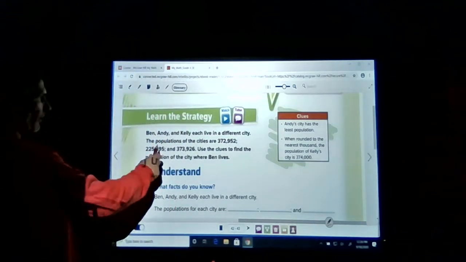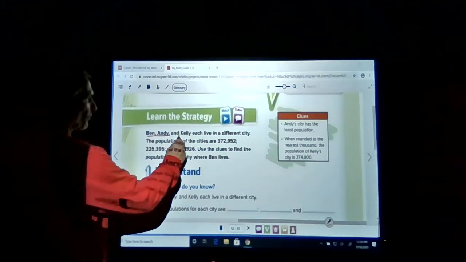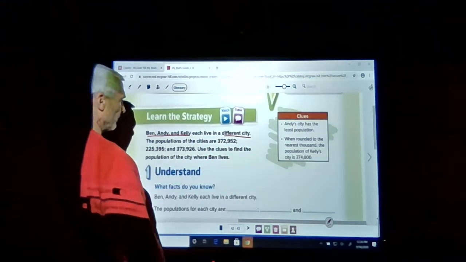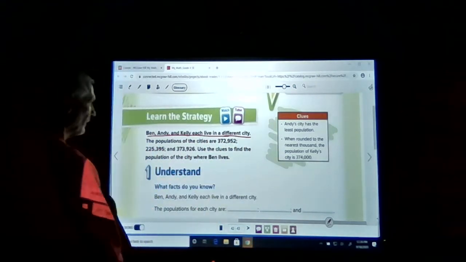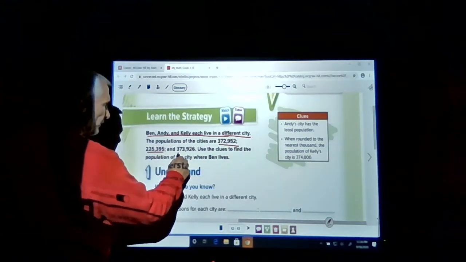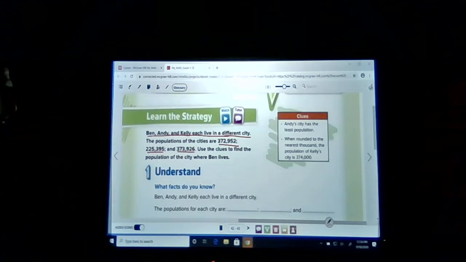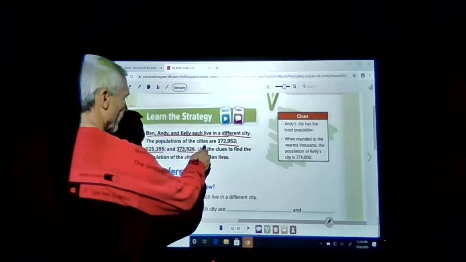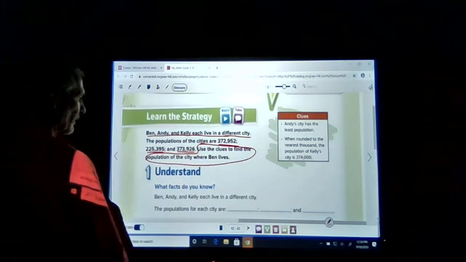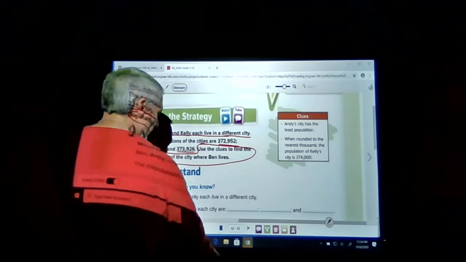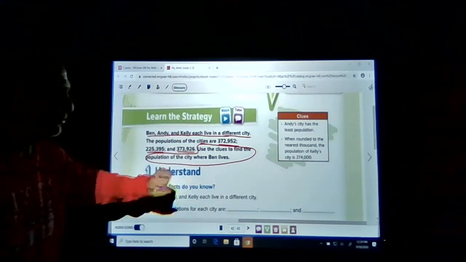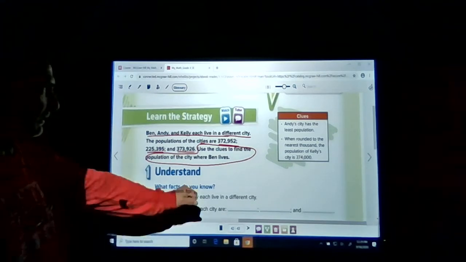So here's what we know. We underline what we know. We know there's 3 people and they live in a different city. We can underline all that if you want. And we know the populations. Here's one population, here's another, and here's another. What we don't know is what we want to circle, the population where Ben lives. And we're going to have some clues here. So, underline what you know, circle what you need to find out.